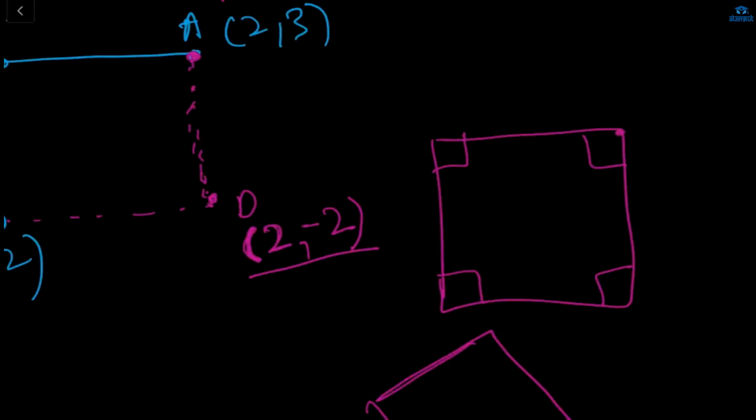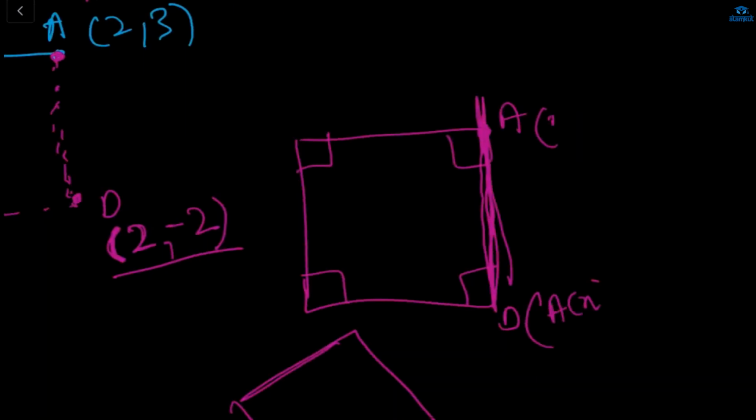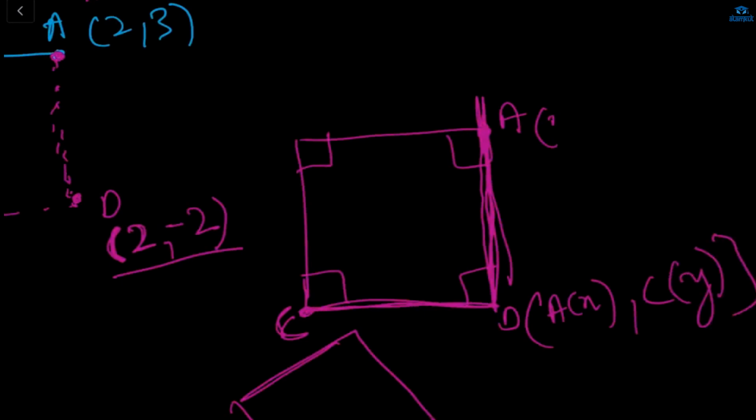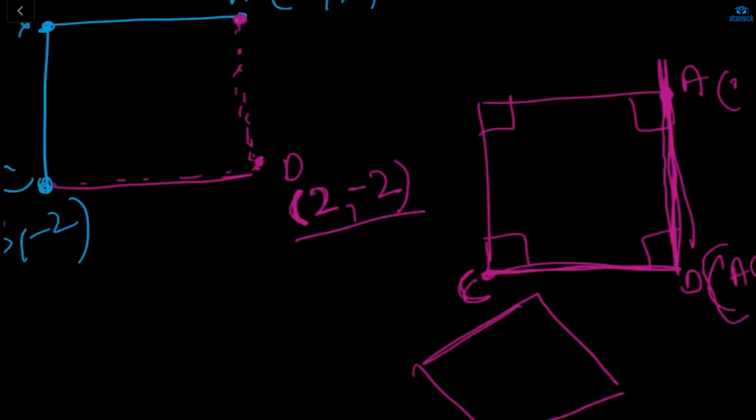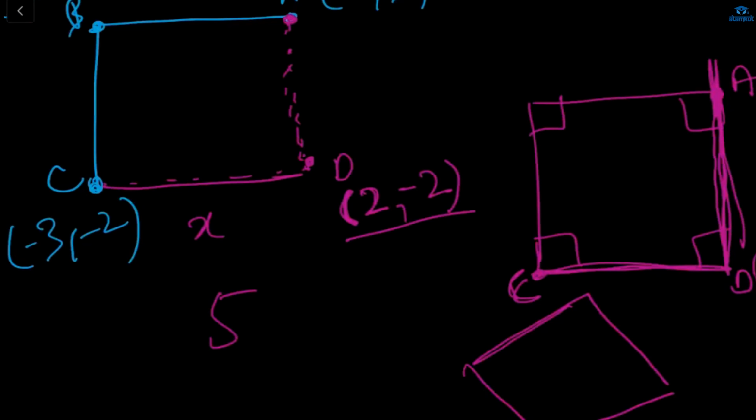Okay, so your point A is here, and directly perpendicular, just below it, will come your D point. So you take the x axis of this point and the x axis of A, and for C you take the y axis, and then you will get this D point. Because if you find the length this way, you get 5 units. Now here there is -3, so you have to find the value here, and that will be 2.